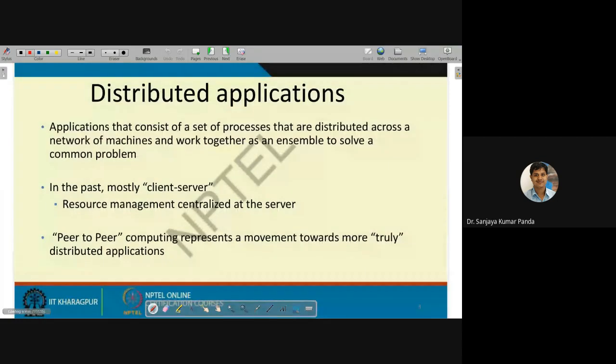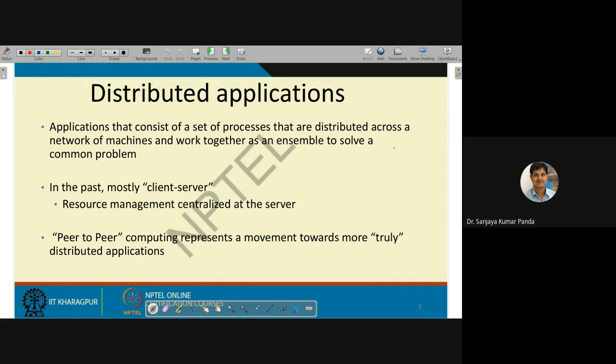So let us discuss more about distributed applications. An application consists of a set of processes that are distributed across a network of machines and work together as an ensemble to solve a common problem, right? So we have a set of nodes in our distributed computing paradigm, and these nodes are placed in different parts of the world, but together they are solving a particular problem.